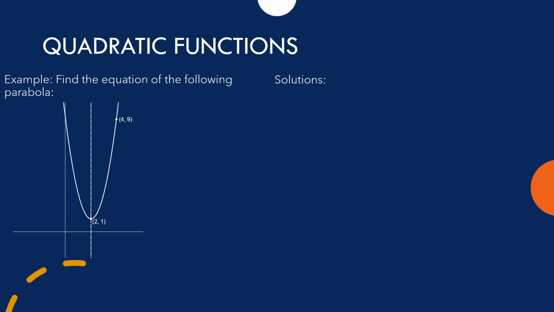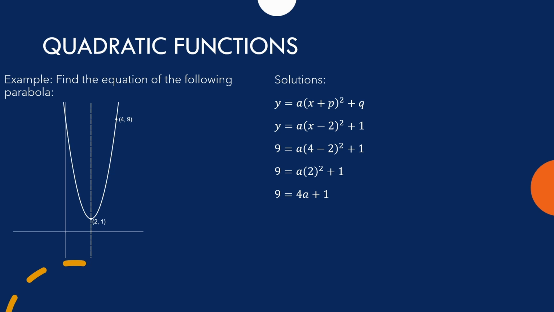Now, this time around, first thing I do is write my equation in the form y is equal to a(x plus p) squared plus q. And substituting in my turning point, I get y is equal to a(x minus 2) squared plus 1. And now substituting in the random point, I get 9 is equal to a(x minus 2) squared plus 1. And solving for a, I get 9 is equal to a(2) squared plus 1. And that will give me 9 is equal to 4a plus 1. And hence, 8 is equal to 4a, and hence I get an a value of 2. And now substituting the a back into the equation, I get y is equal to 2(x minus 2) squared plus 1.